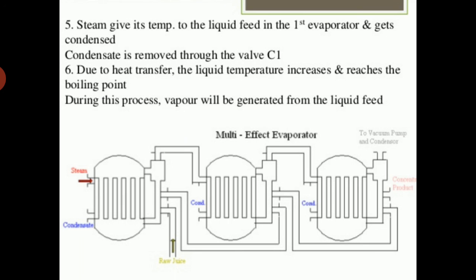This results in an effective separation of the liquid and vapor. The vapor enters the cyclone separator and leaves the equipment. The concentrated liquid returns to the pump for further evaporation, and finally the concentrated product is collected.